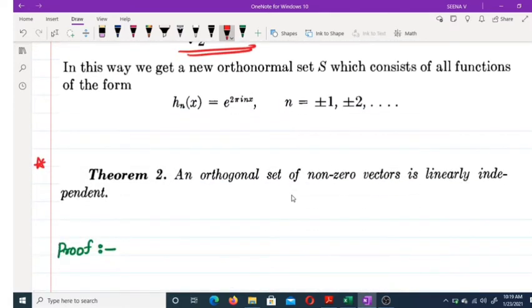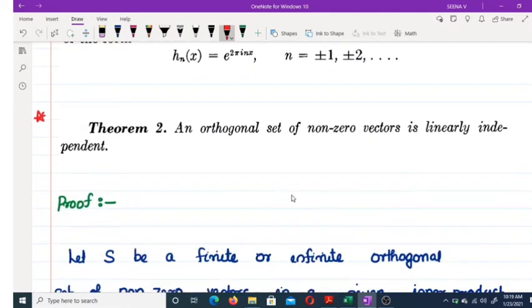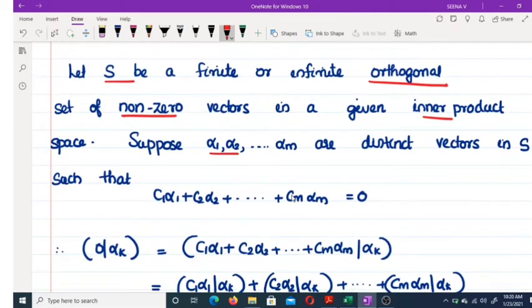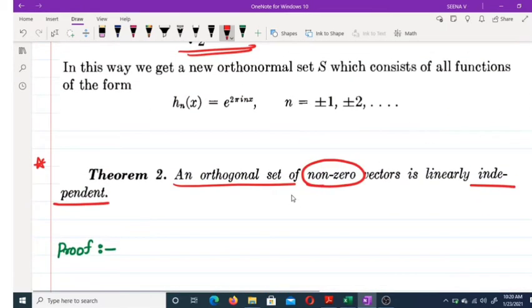Now, moving to one theorem. This is a very important theorem: an orthogonal set of non-zero vectors is linearly independent. Very important result. Let S be a finite or infinite orthogonal set of non-zero vectors in an inner product space. So suppose alpha 1, alpha 2, etc., alpha m are distinct vectors in S. We have to prove that alpha 1, alpha 2, etc., alpha m are linearly independent.